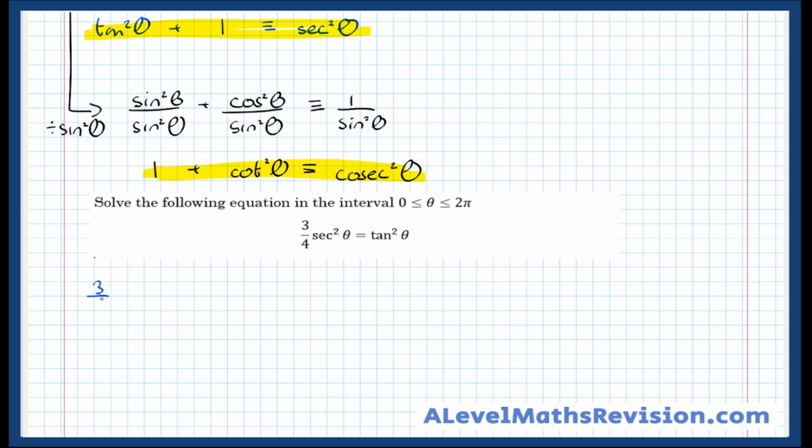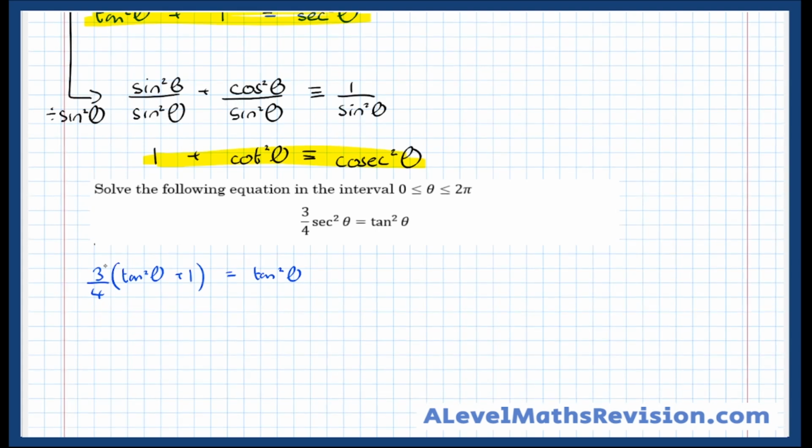So we've got 3/4, and that becomes tan squared theta plus 1 equals tan squared theta. Now it's probably beneficial to eliminate the need to deal with fractions. I'm going to times both sides by 4 to get 3 tan squared theta plus 3 equals 4 tan squared theta.